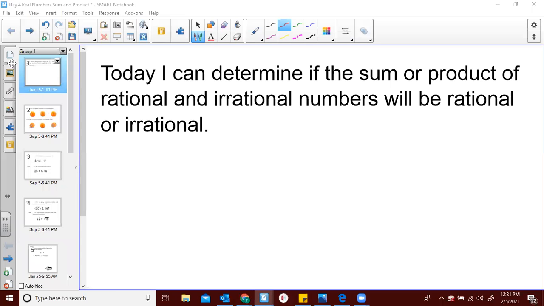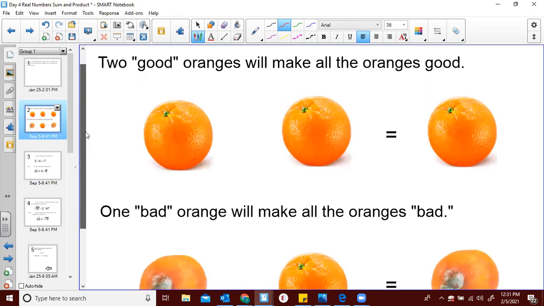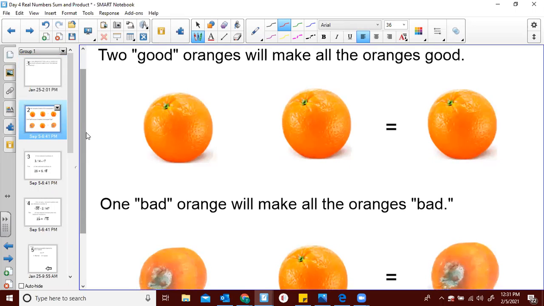All right, so today, y'all gonna be able to determine if the sum or product of rational and irrational numbers will be rational or irrational. So usually I don't show you the APKs in the videos, but this one's actually really, really good. So two good oranges will make all good oranges. All right, well, a good orange to me is gonna be our rational.